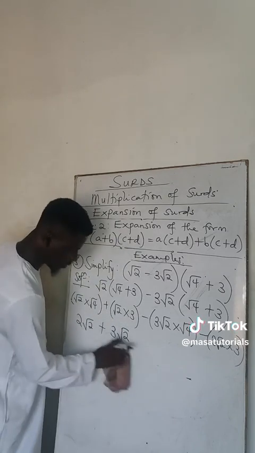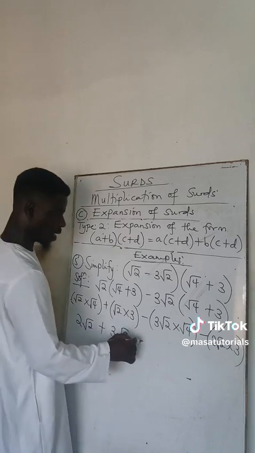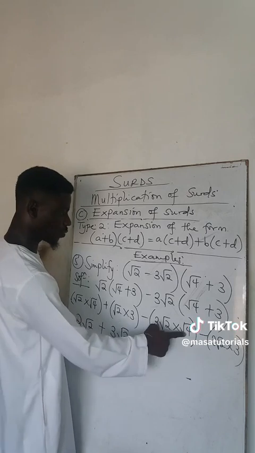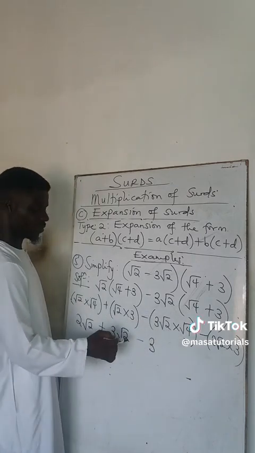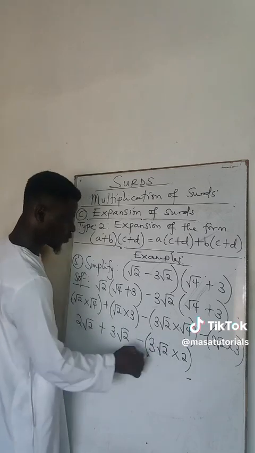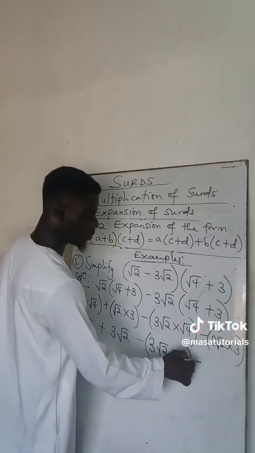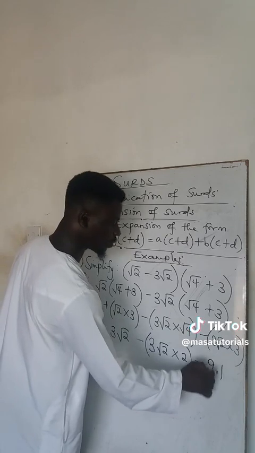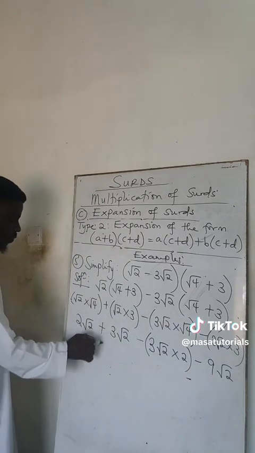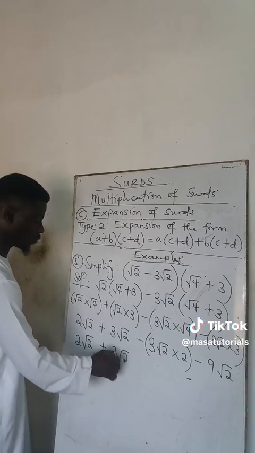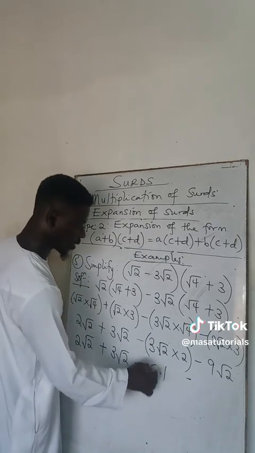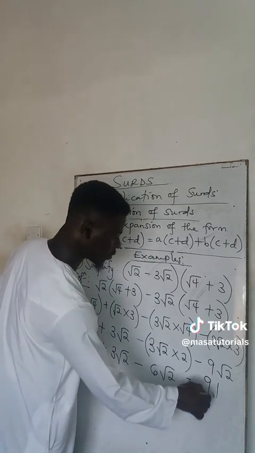Take note of that. Okay. Minus 3. This 3 will multiply 1 here, so you get 3. Square root of 4 is 2 already. Okay? So we have 3 square root of 2 times here we have 2. Minus 3 will multiply 3, which is 9 square root of 2. So let's rewrite it. 2 square root of 2 plus 3 square root of 2 minus 3 will multiply 2. It should be 6 square root of 2 minus 9 square root of 2.